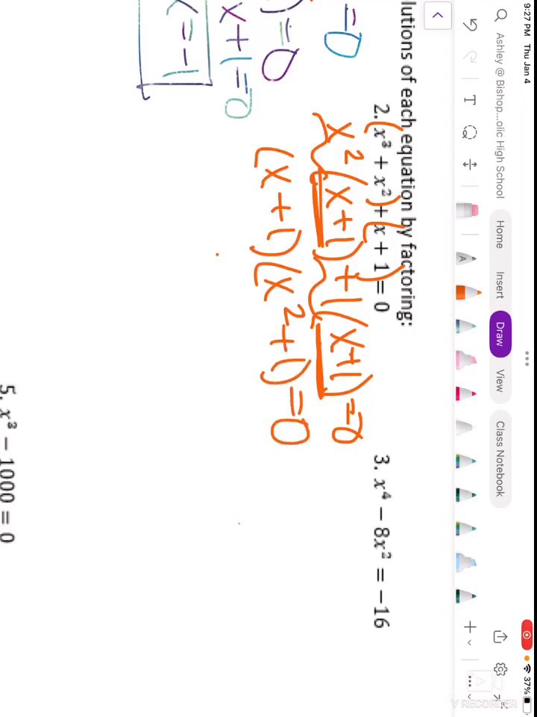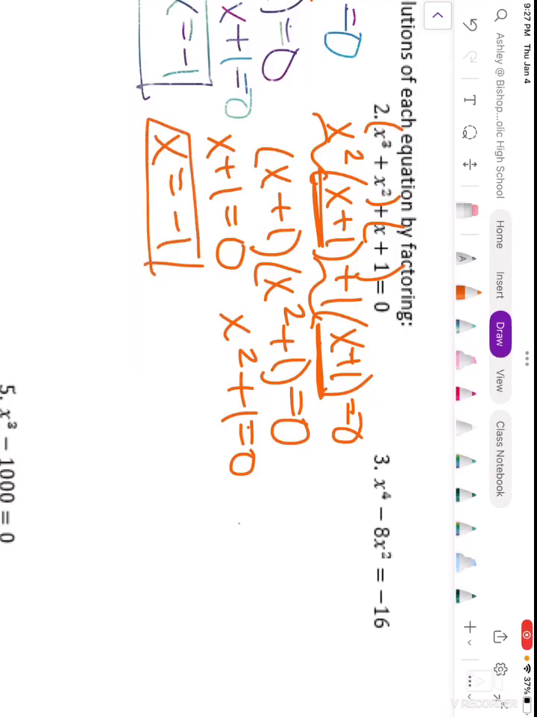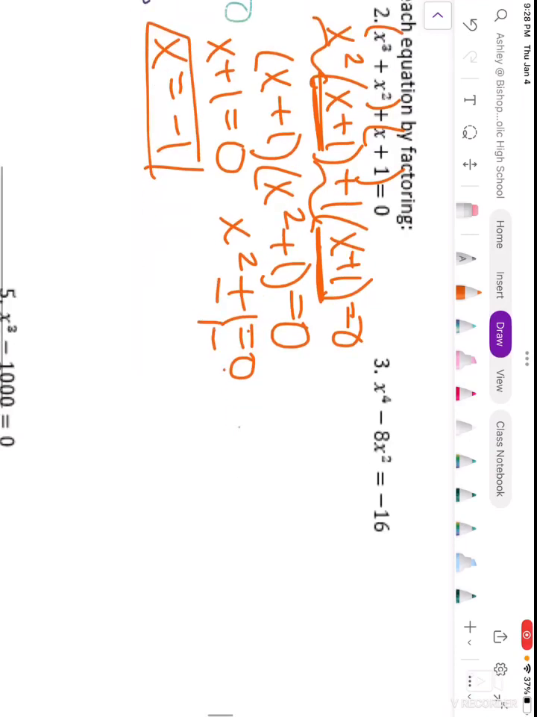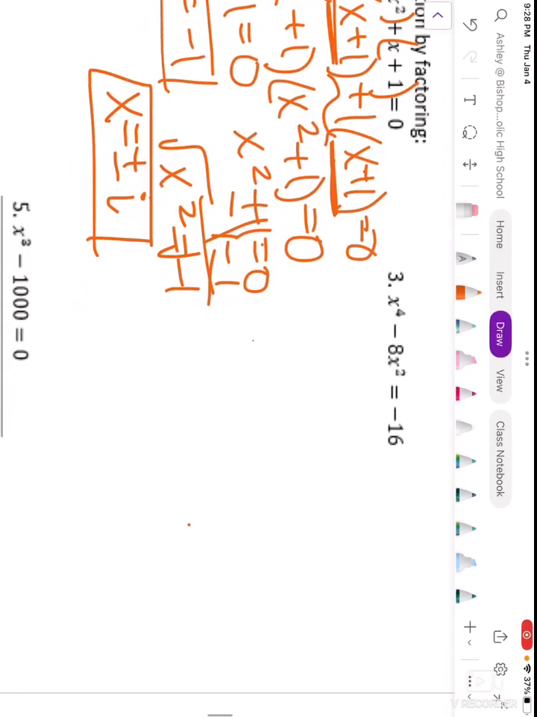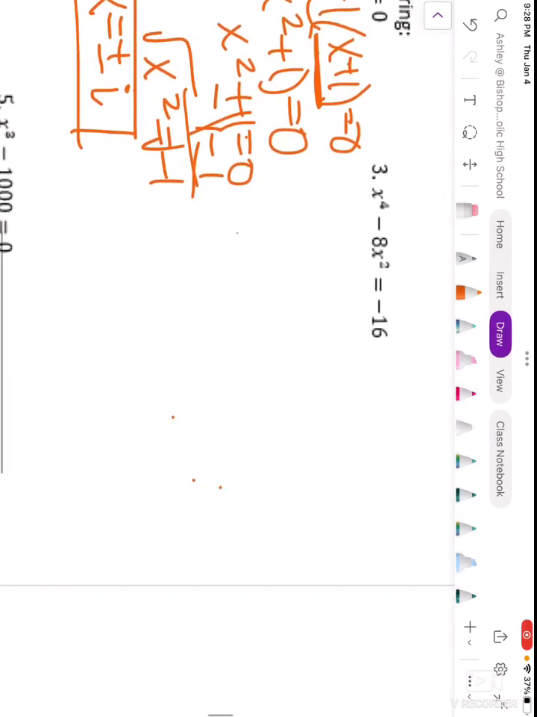Then we're going to set each of these equal to 0. So x plus 1 equals 0, x squared plus 1 equals 0. And solve both of them. So this one we would just subtract that 1 over, so x is negative 1. On this one, we subtract the 1 over. X squared is negative 1, and then we would have to square root it. The square root of negative 1 is i. So positive or negative i, because we can't square root negative numbers.